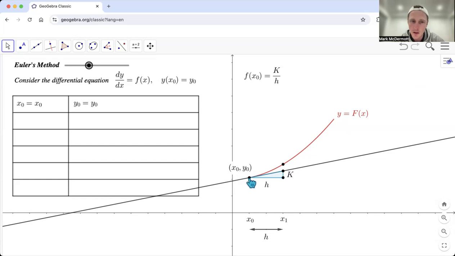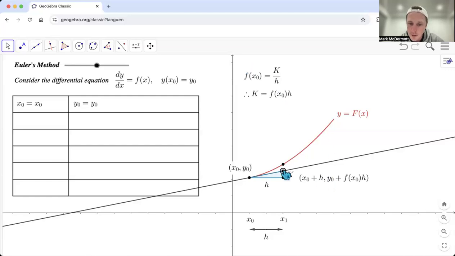If you think about this point here, the differential equation dy/dx equals f of x is the gradient of a tangent line at x naught, right? Because f of x here is the gradient of our solution, which is shown in red. So f of x naught equals rise over run. Well, k represents the rise, and we know that our run is h. So f of x naught equals k over h. And if we rearrange that a little bit, we get, therefore, that k equals f of x naught multiplied by h, just by multiplying h to both sides.